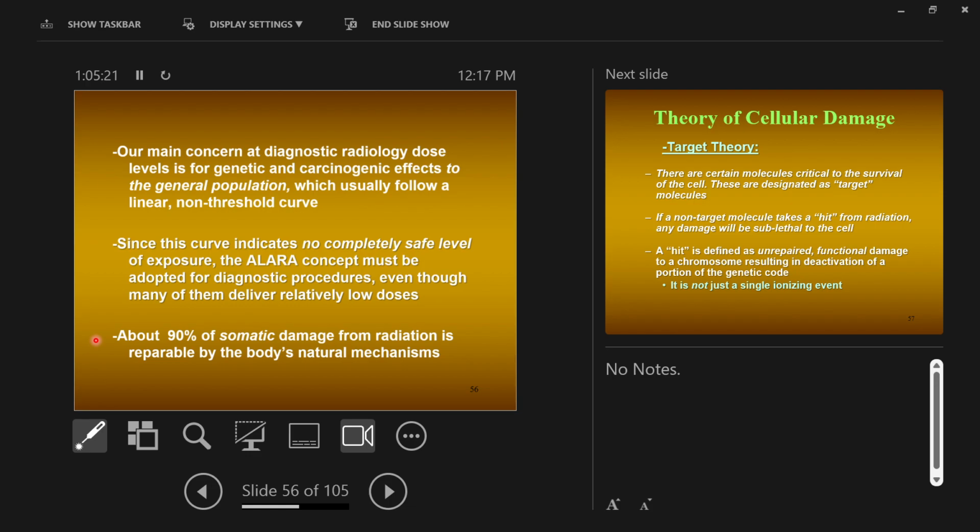Nine out of 10 things that go wrong in the body are repairable, but 1 out of 10 is not. And that 1 out of 10 things that goes wrong, that's not repairable, builds up over time, okay?